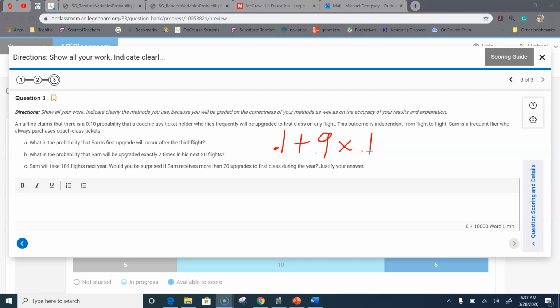Okay, probability that it occurred on the 1st, or it occurred on the 2nd, or let's have it occur on the 3rd. That means what happened? It didn't occur on the 1st or the 2nd, so I take 0.9 squared times 0.1. Okay, this is the probability it occurred on the 1st, or on the 2nd, or on the 3rd.